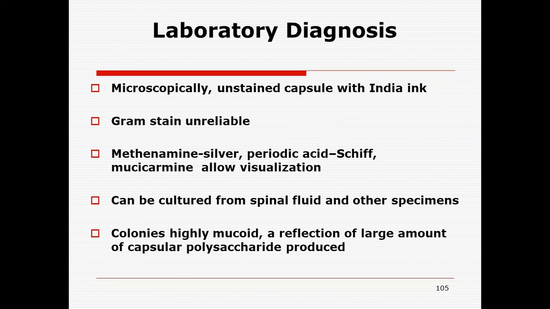The organism can be cultured from the spinal fluid and from the specimens onto the Sabouraud agars. The colonies, as we have seen with the colonies of the other capsule-forming microorganisms, are mucoid colonies, which reflect the large amount of polysaccharide capsule which is produced. As we all know, the capsule-forming bacteria or fungi make mucoid colonies. You can really visualize these colonies and their mucoid appearance because of the capsule formation.